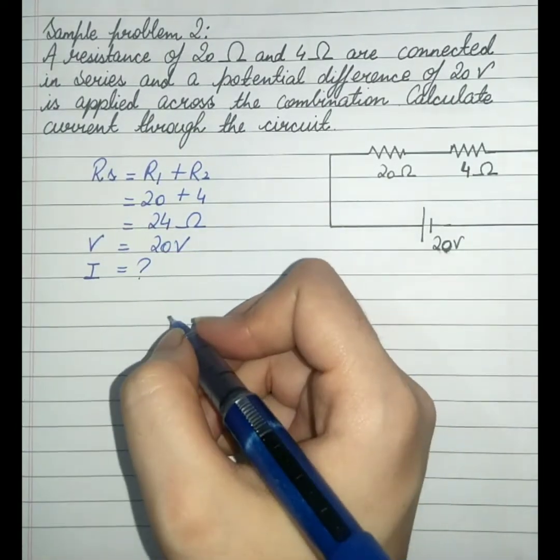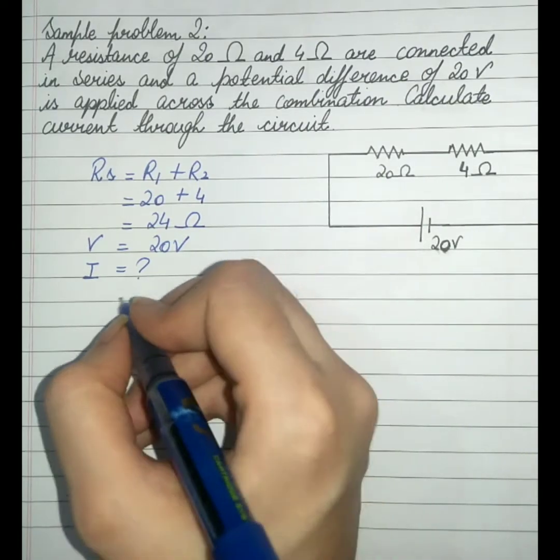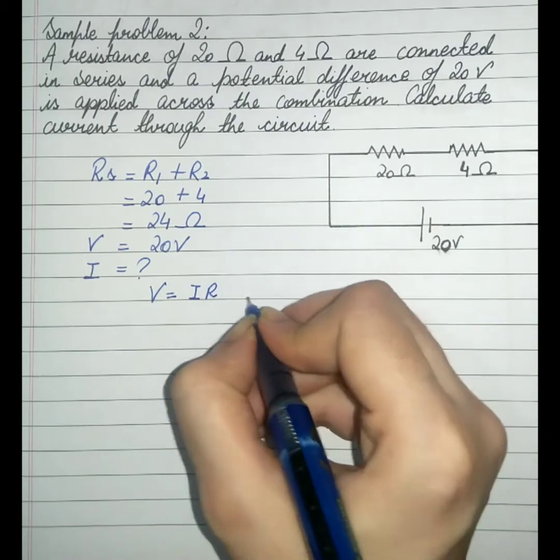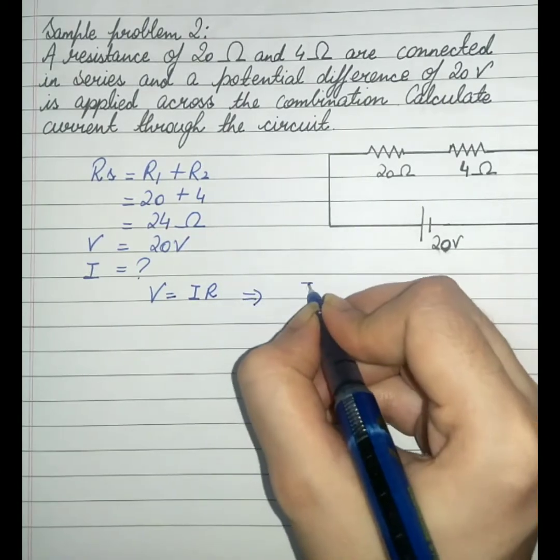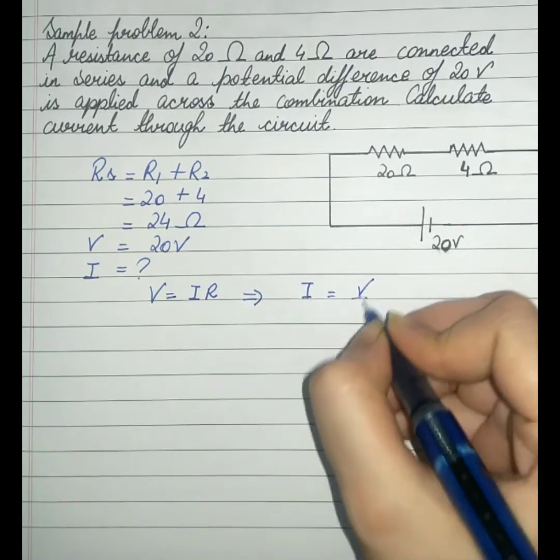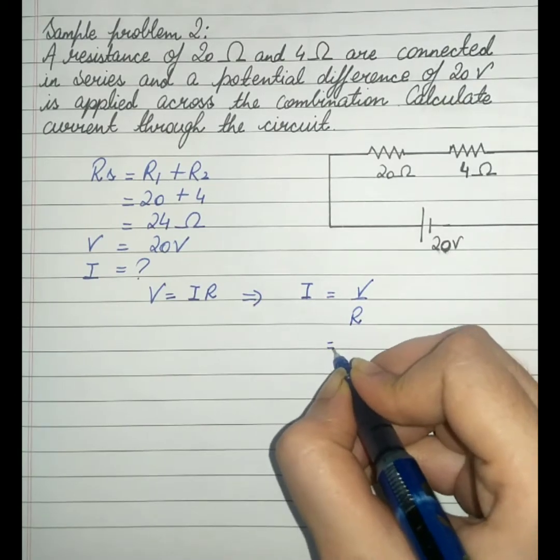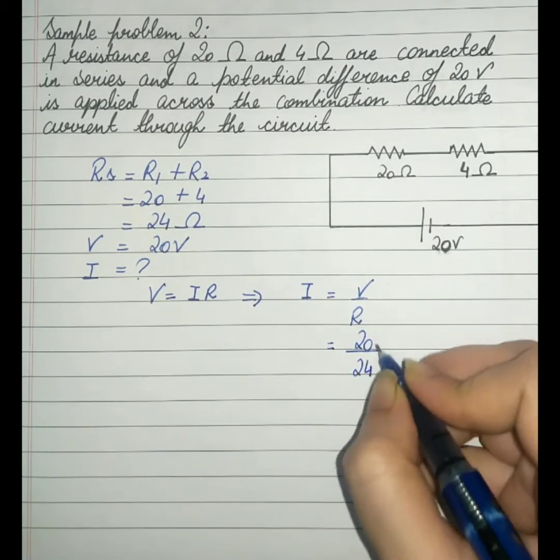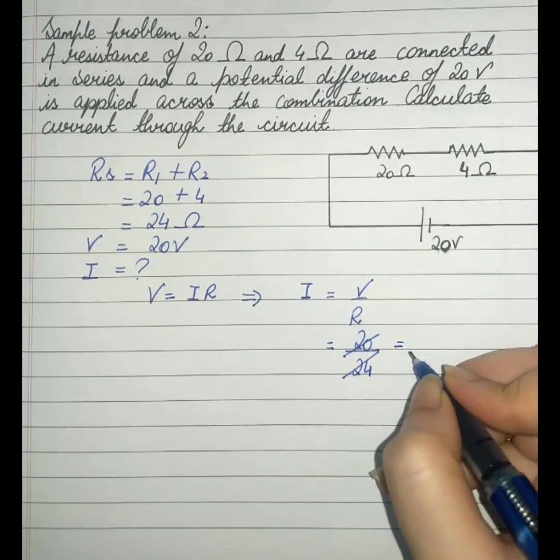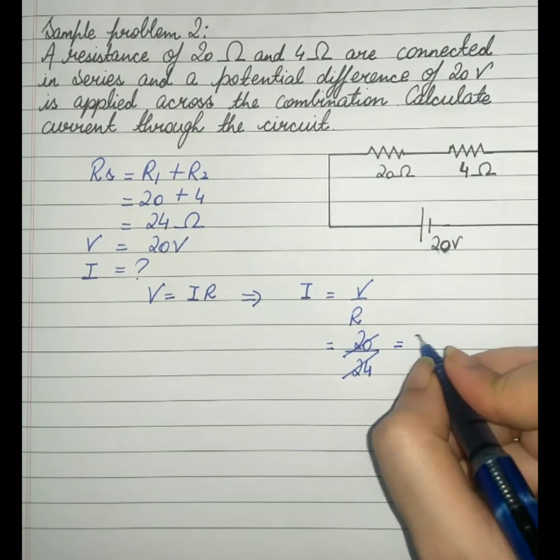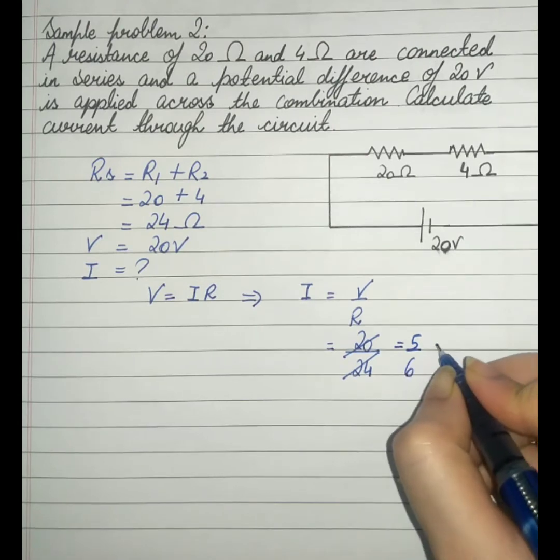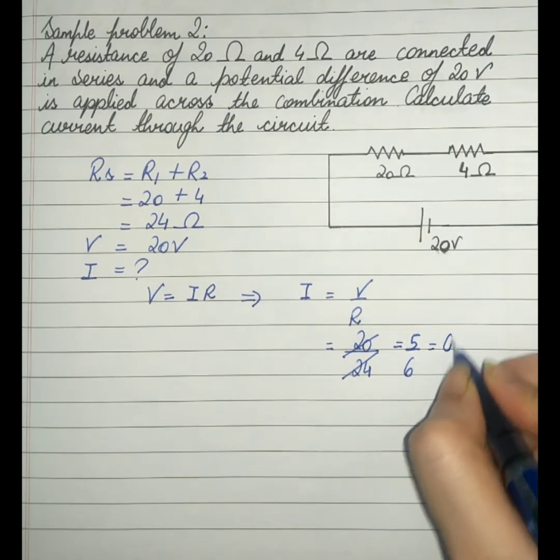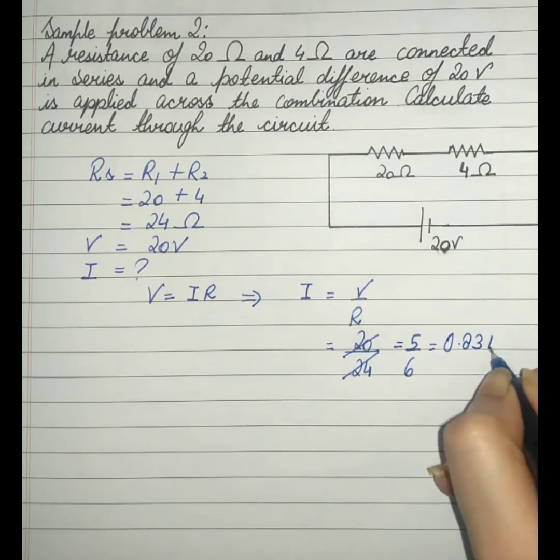How will we calculate this I? By using Ohm's law, which is V equal to IR, and I can even write it as I equal to V by R. Simple. V is 20 volts and R is 24 ohms. Solving it, we get 5 by 6, that is 0.83 ampere.